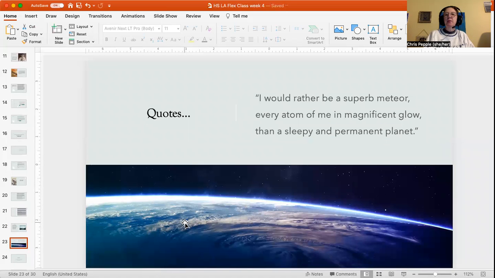I would rather be a superb meteor, every atom of me in a magnificent glow, than a sleepy and permanent planet. Think back to his job list. He did not like to stay in one place very long. He liked to move around.